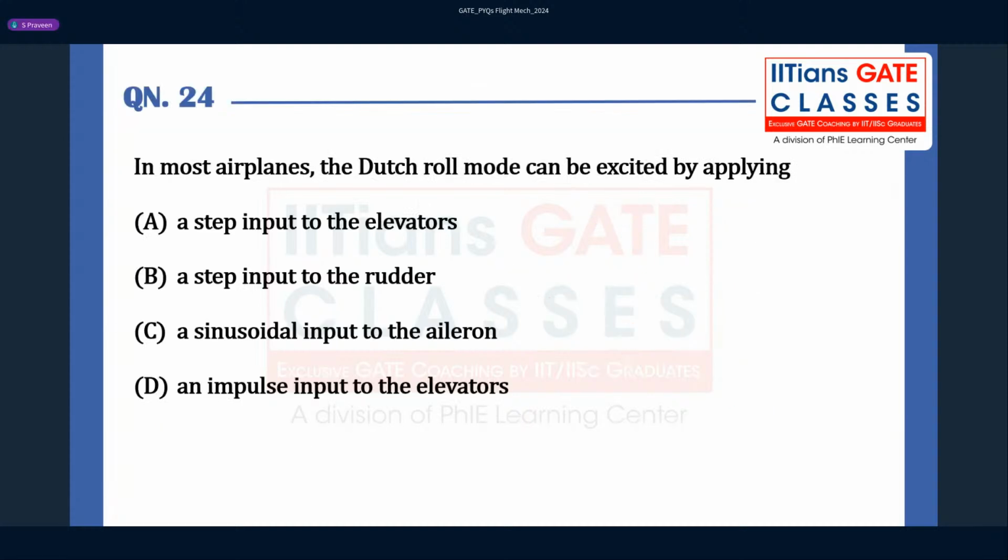In most airplanes, the Dutch roll can be excited by applying: a step input to the elevators, a step input to the rudder, a sinusoidal input to the aileron, or an impulse input to the elevator. Okay. So first, we have to understand the Dutch roll. Okay. So what is a Dutch roll? So Dutch roll happens when there is a strong lateral stability, but there is a weak directional stability.